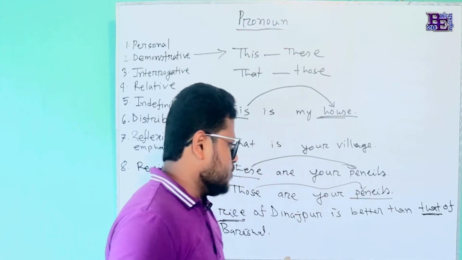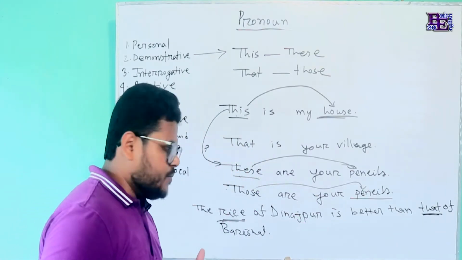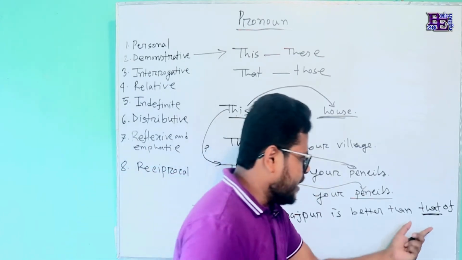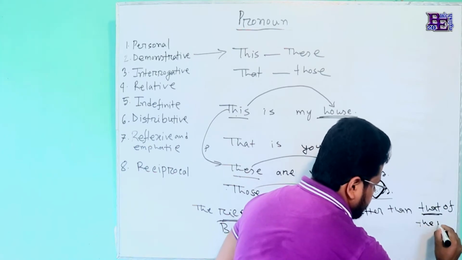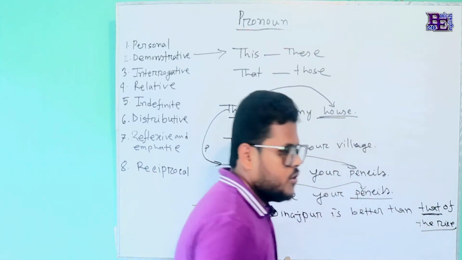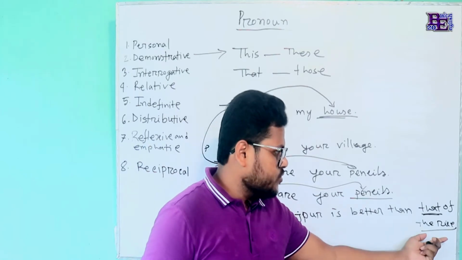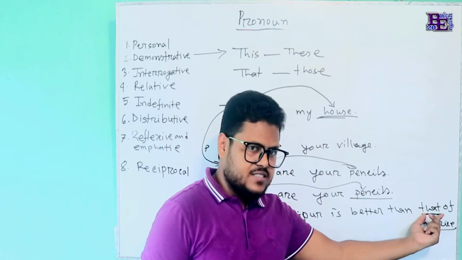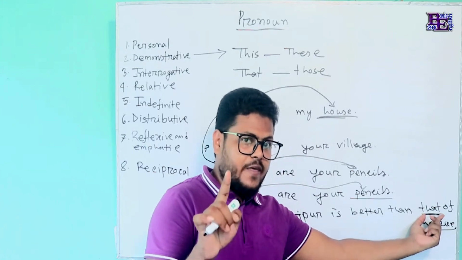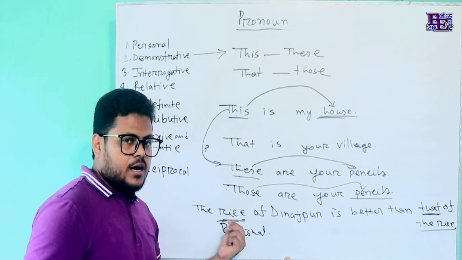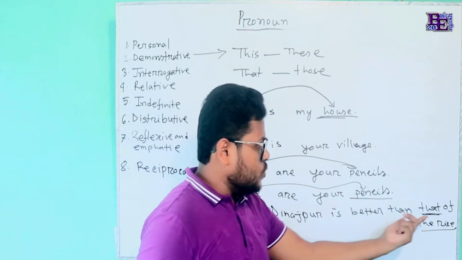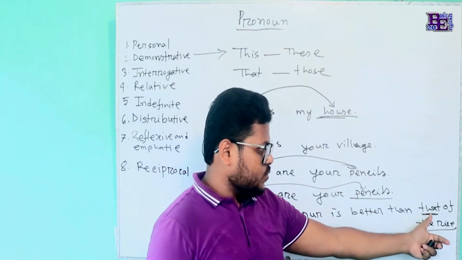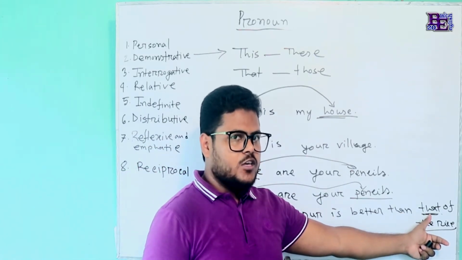Okay, so this is a special use, and most of the time the students would like to make mistakes with this one because they would like to use here the rice. We should not repeat any noun. So in order to remove the repetition of the noun, we use that as a pronoun. So one thing that you have to remember, that if the noun here is plural, then we have to use those in place of that. As it is a singular noun, that's why I have used that over there. Okay, hope you have got a clear idea.